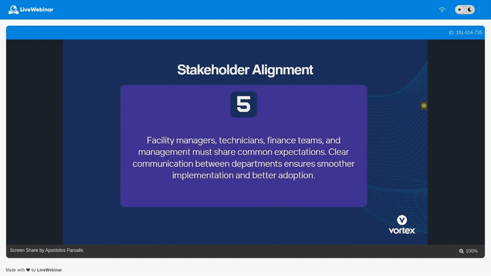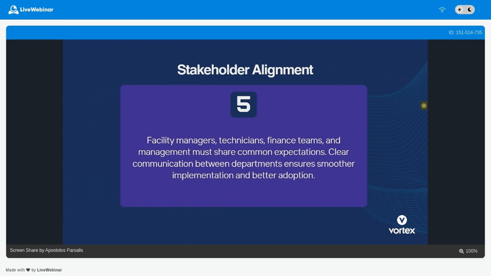The stakeholder alignment. So this is also important because facility managers, technicians, finance teams, management must share common expectations. So clear communication between departments ensures smoother implementation and better adoption. So in many cases, we go to a meeting with the facility management department. We take the order, so we agree with the customer. We start the implementation, and everything is fine. And then suddenly, other departments appear, the finance team, the commercial team, some other department, and say, "Okay, stop it. You didn't ask me."